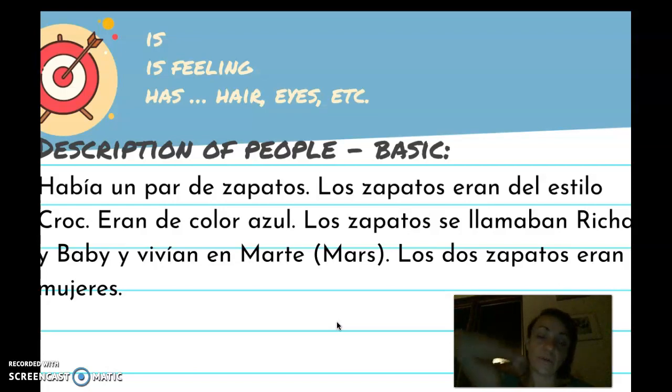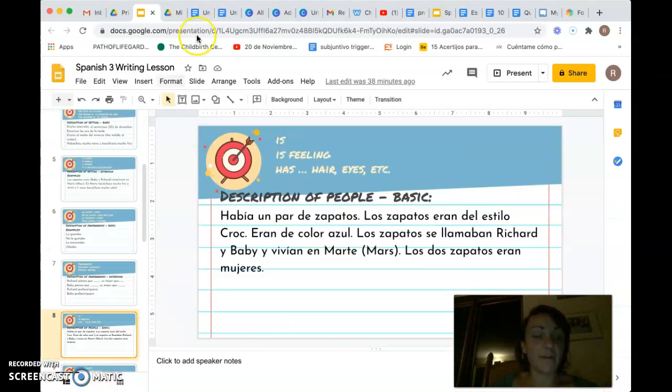Here's a description of the people. This is what we have so far in our story. You get some artistic license here to do a little more. So this is already information we know. Había un par de zapatos. Los zapatos eran del estilo Croc. There was a pair of shoes. They were the style Croc. Eran del color azul. They were blue. Se llamaban Richard y Baby y vivían en Marte. They were named Richard and Baby and they lived on Mars. Oh, a little more information. Los dos zapatos eran mujeres. They were both women. Female identifying. Okay.